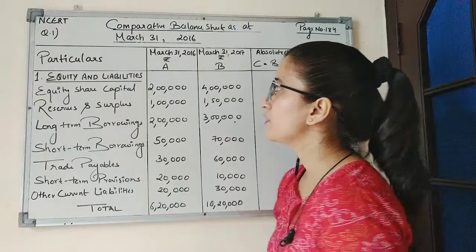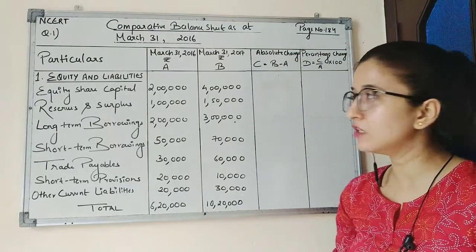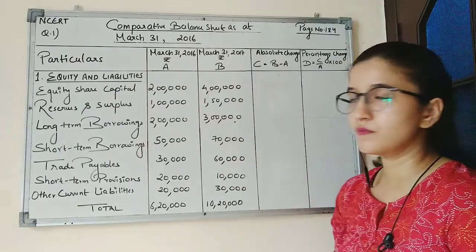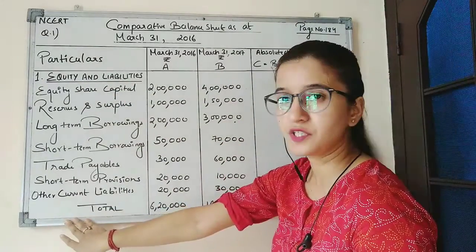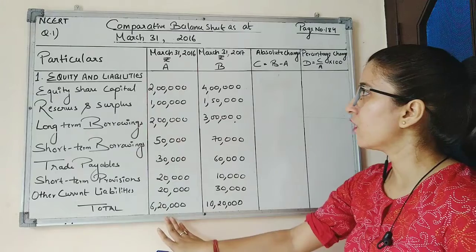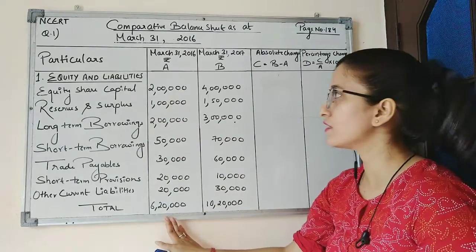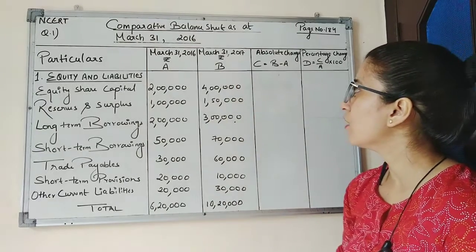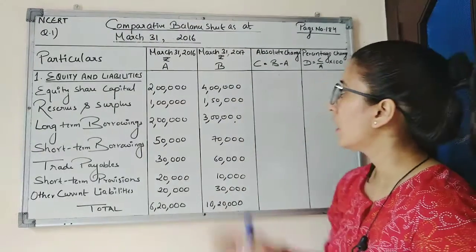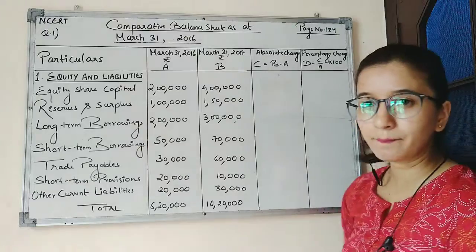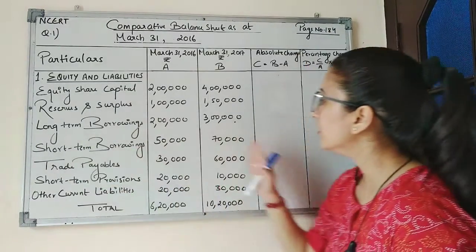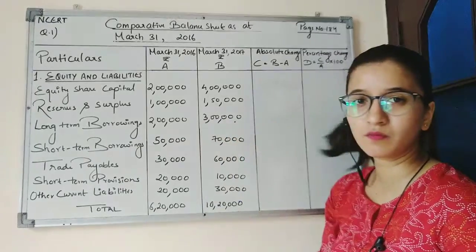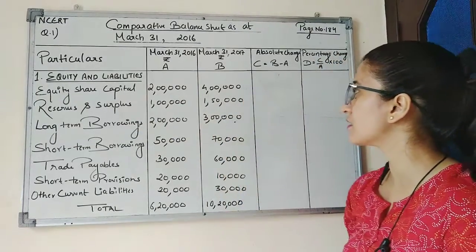According to the question, this is the format of comparative balance sheet. In comparative balance sheet, there are 5 columns. First will be the column of particulars. Second column will be the amount of previous year, and we will denote this column as A. Third column will be the amount of current year, and we will denote this column as B. Till here, whatever is given in the question in the book is to be copied as it is.